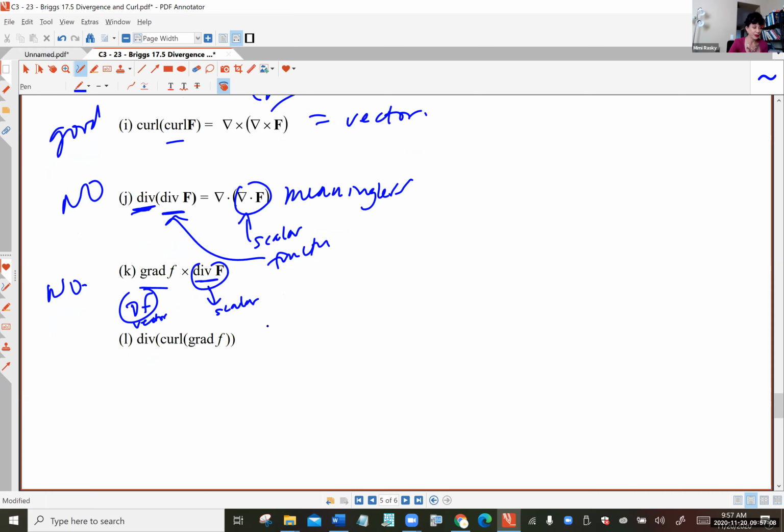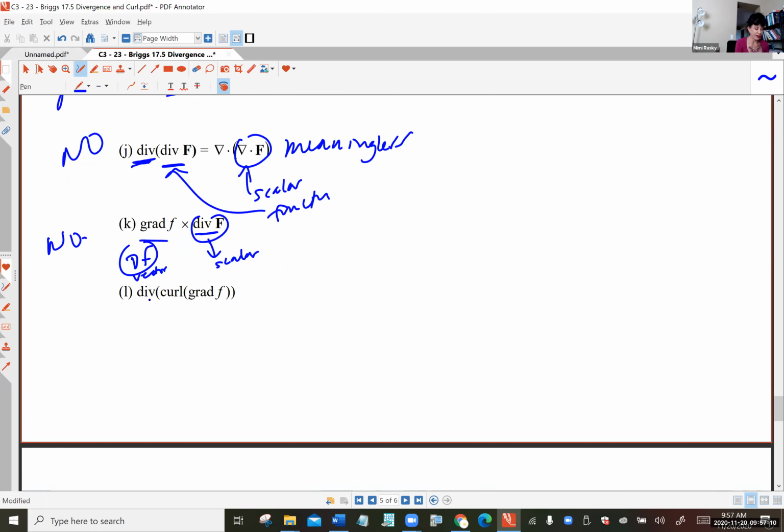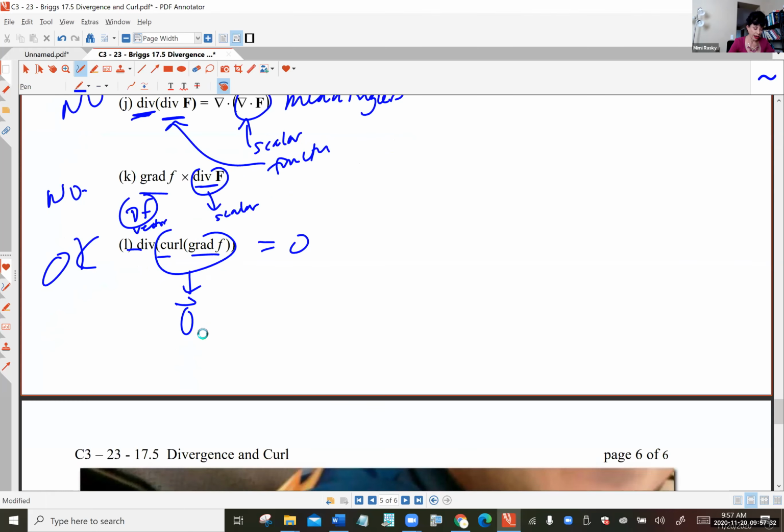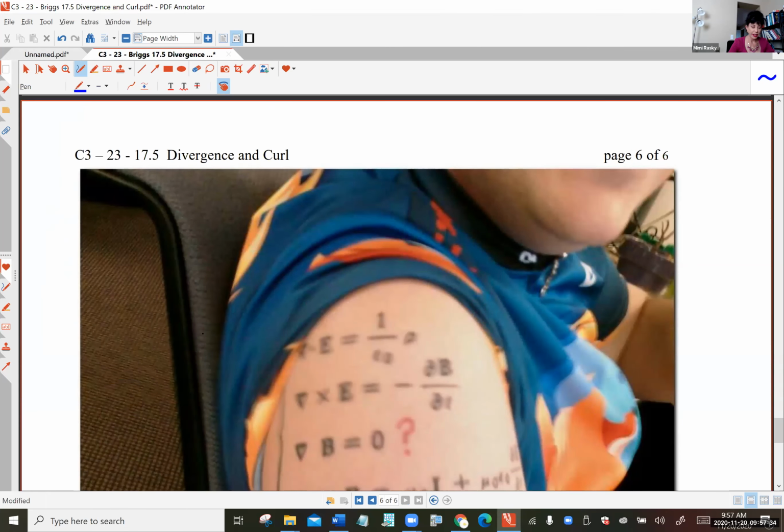Okay, now this one's really weird. Can you take the divergence of the curl of the gradient of f? Yeah, you can. That's totally okay. In fact, you're going to get the number 0. Because the curl of a gradient is going to be the 0 vector, because the gradient is conservative. You take the divergence of the 0 vector, well, you'll just get 0. So cool beans.